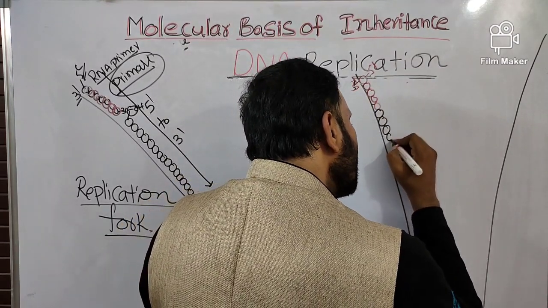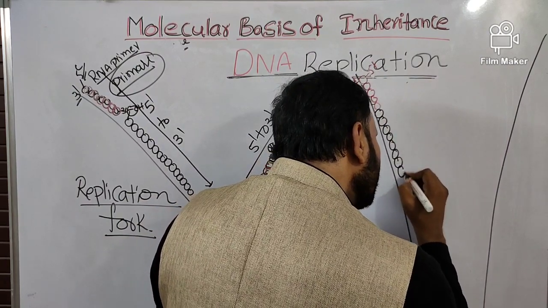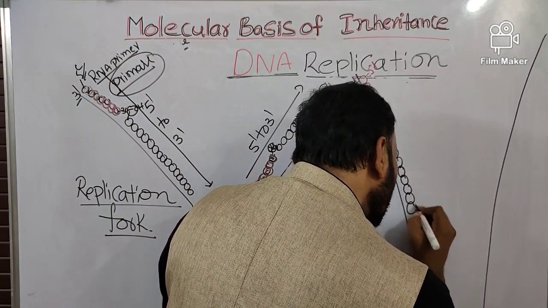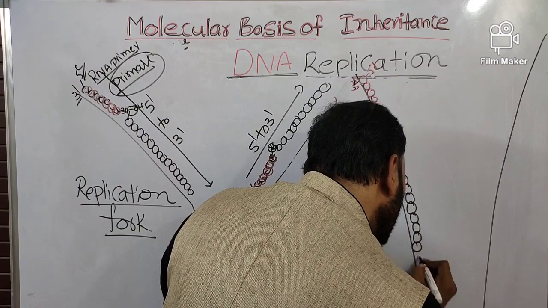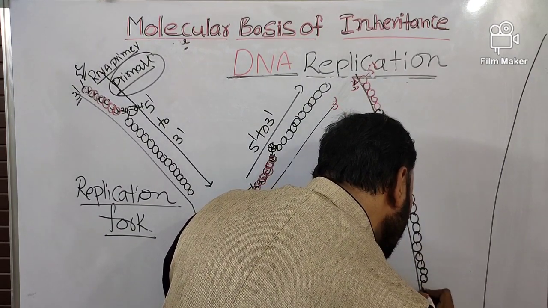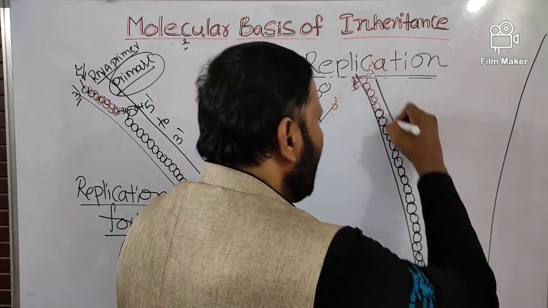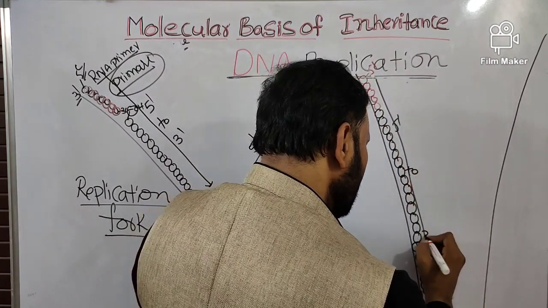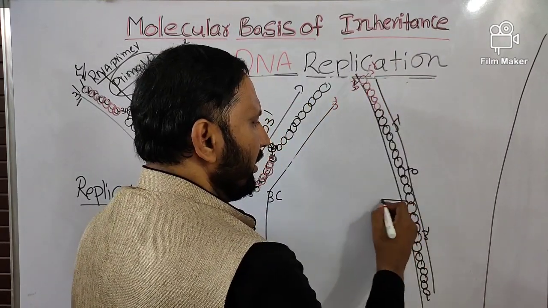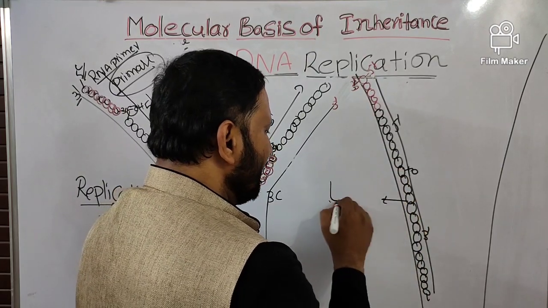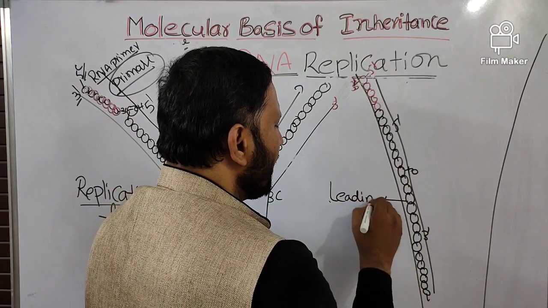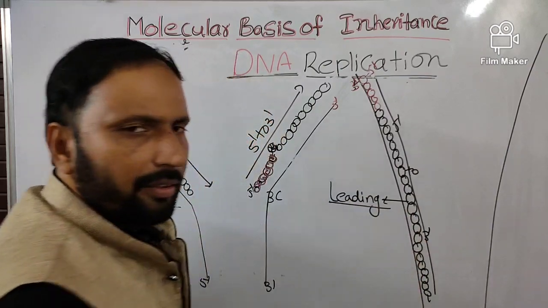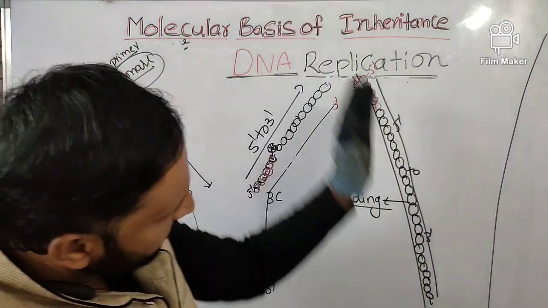The new nucleotide sequence is continuously forming, with no breaks. The DNA nucleotide sequence is forming continuously without any disturbance. So the new strand is always forming 5' to 3'. This strand is continuously forming, so that is why it is called the leading strand. It is the leading strand, where new nucleotide sequences are forming.